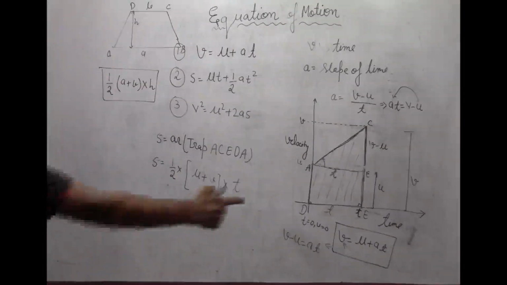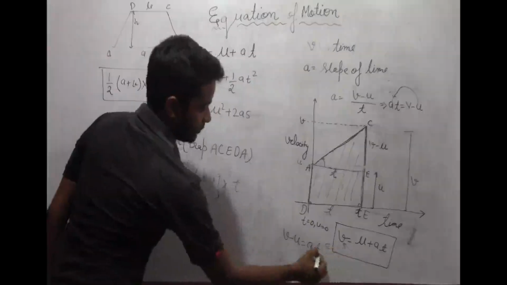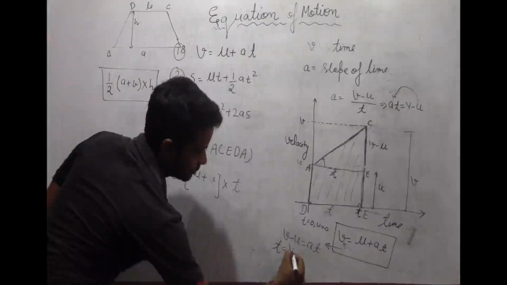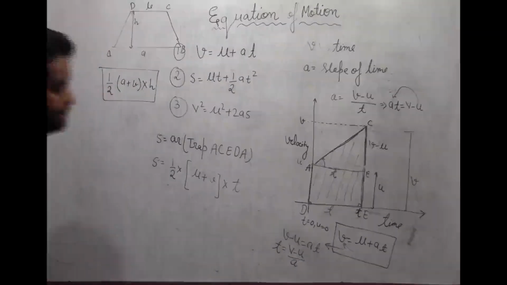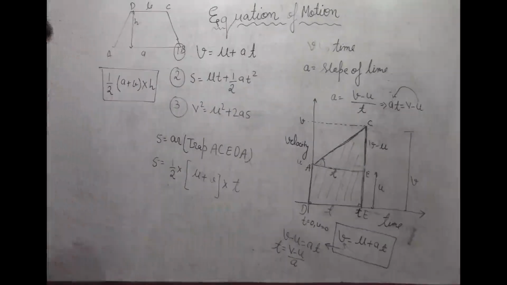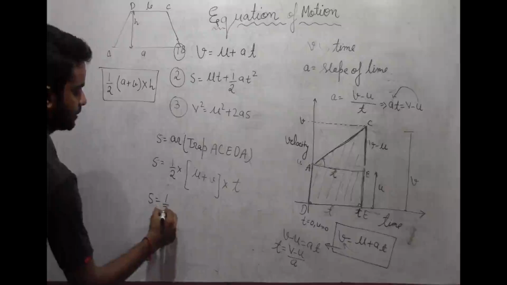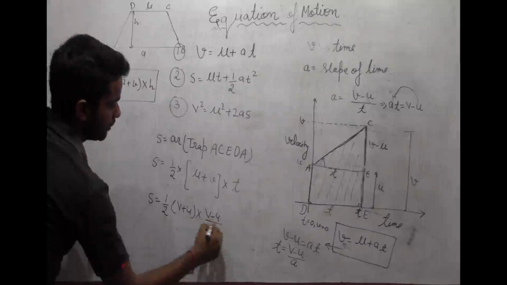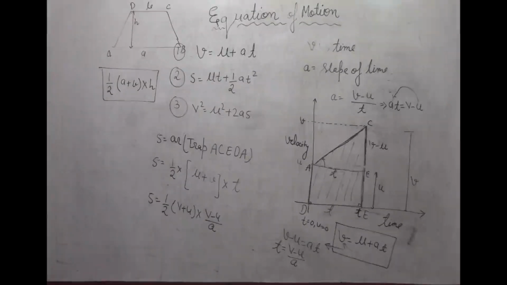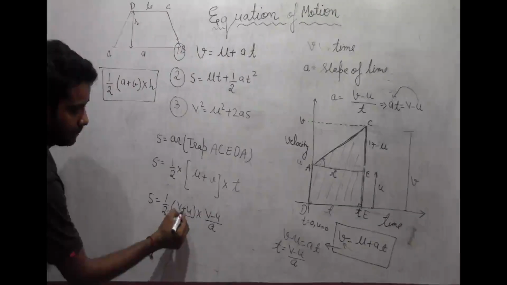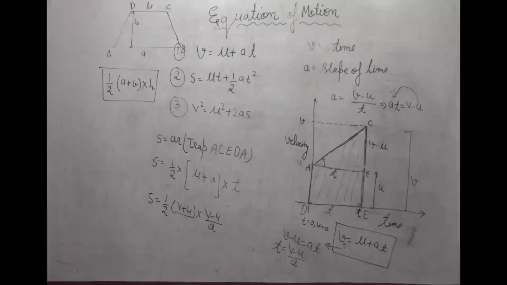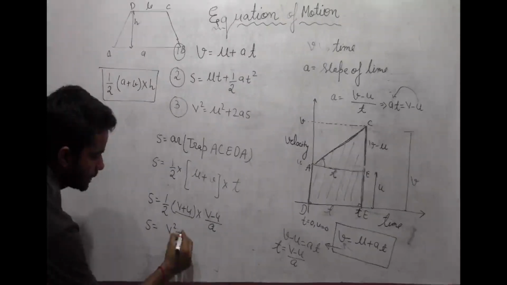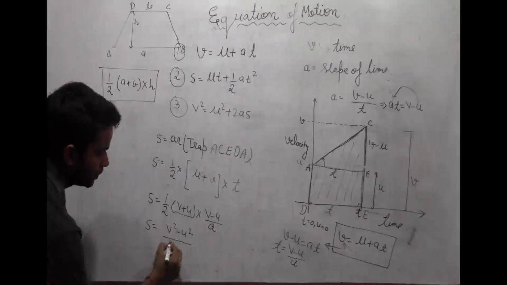From the first equation of motion, you have calculated this one. Now calculate the value of t. t is equal to v minus u upon a. Now place this value here. Then S is equal to half times of v plus u into v minus u upon a. Here, look at it: a plus b, a minus b, what does it become? a square minus b square. Then S is equal to v square minus u square upon 2 into a.